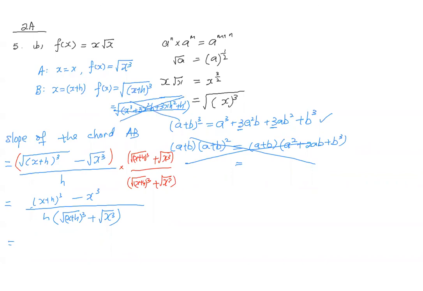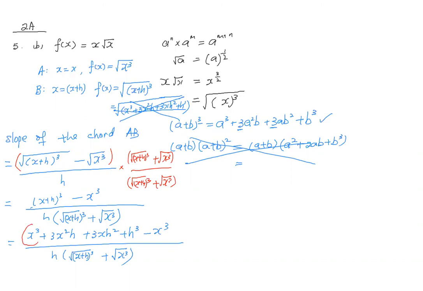Bottom, don't do anything. So you have x cubed plus 3x squared h plus 3x h squared plus h cubed, take away x cubed, divided by h, copy down patiently. So when you do first principle, you have to be very, very patient with your writing. Now you look at here, these are the like terms. No more, correct? So you can factorize out the h.